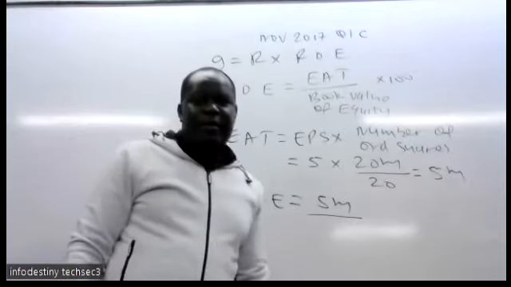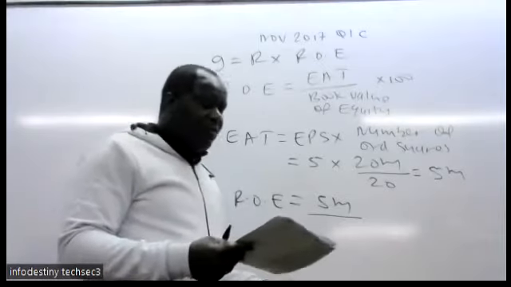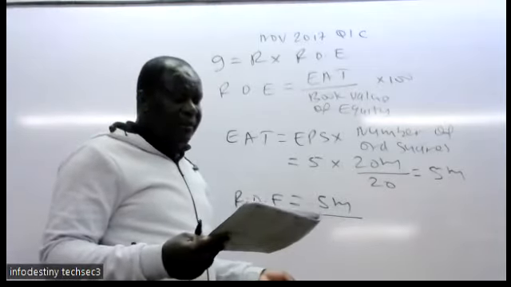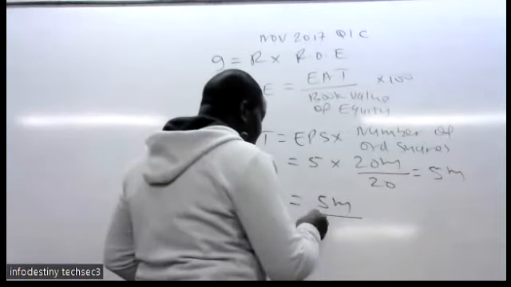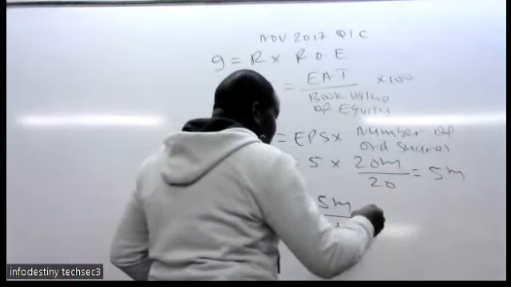So to compute the return on equity, you are supposed to add the ordinary share capital, which is 20 million. You add the reserves, which is 5 million. So 20 million plus the 5 million. That is now the book value of equity. So you express that as a percentage. When you express it as a percentage, it will give us which value? It will give you 20%.